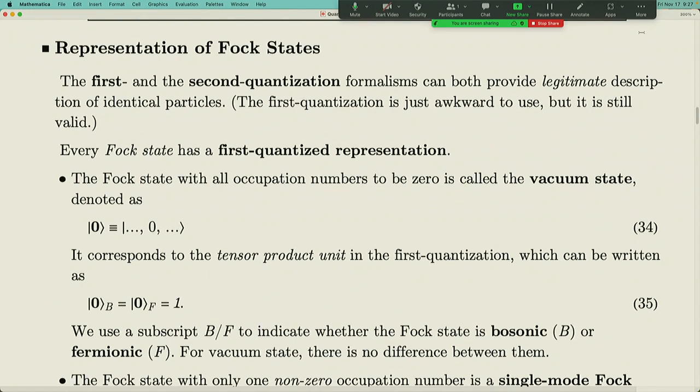First of all, the Fock state where all the occupation numbers are 0 is very special, because you are basically occupying no particle in the system. That kind of state is called a vacuum state. The vacuum state in the second quantized language is denoted by a big 0, which means every occupation number is 0. And it actually doesn't have an alpha representation. It corresponds to something called the tensor product unit in the first quantization, which can be written as a single 1.